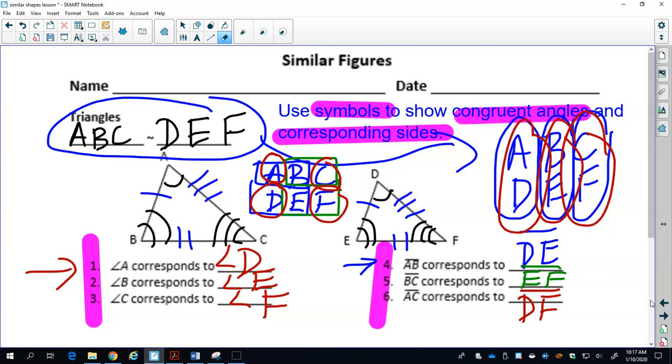1 through 5. 1, I have no idea what we're doing. I feel like I'm still sleeping. And 5, this makes sense. We're just matching up sides. Okay, a lot of 3s and 4s. Good. All right, nice.